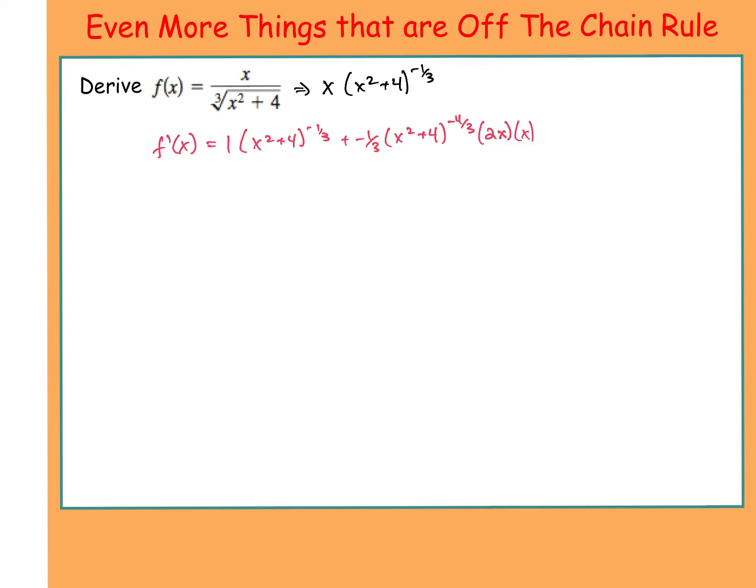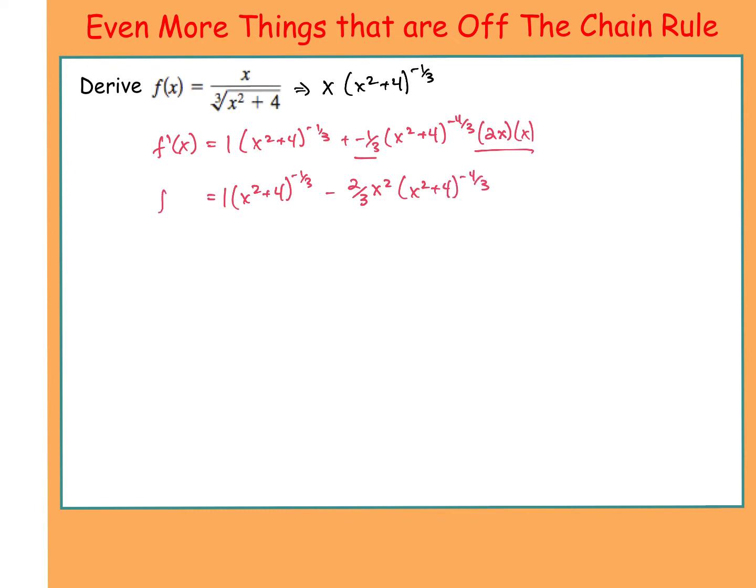All right. So now, let's simplify it. On my left, I can't really do anything, so I just have x squared plus 4 to the negative 1/3. And then on my right side, this negative 1/3 and this 2x times x is really what? Minus 2/3 x squared. And then I have x squared plus 4 to the negative 4/3.